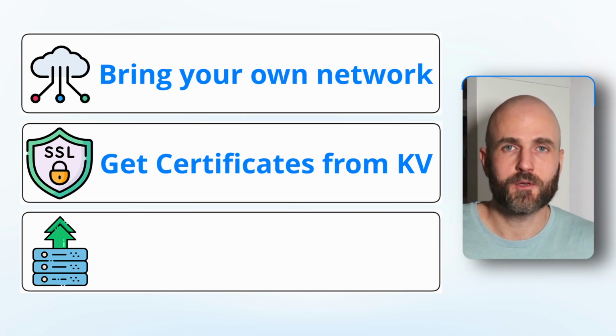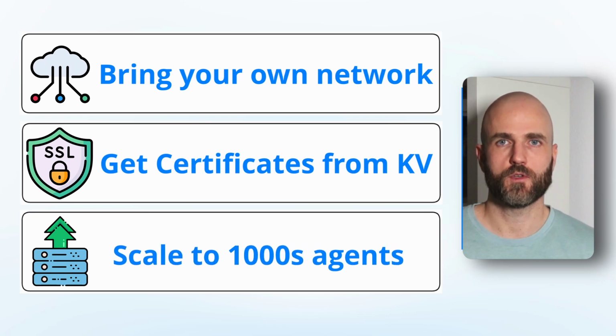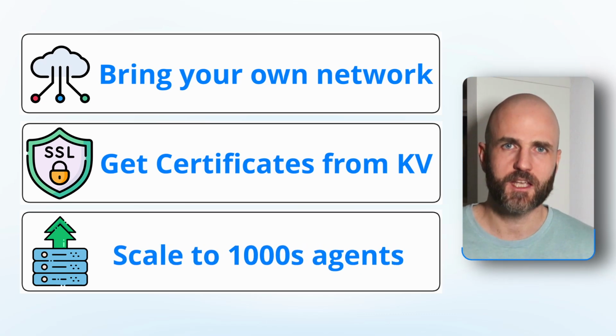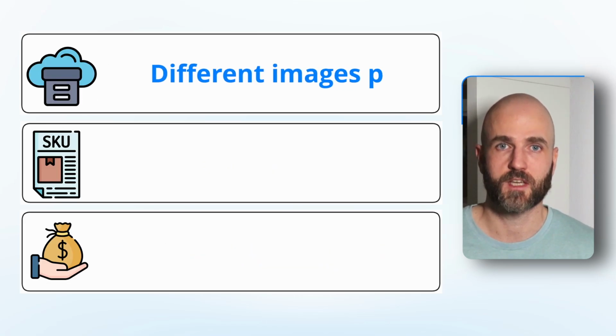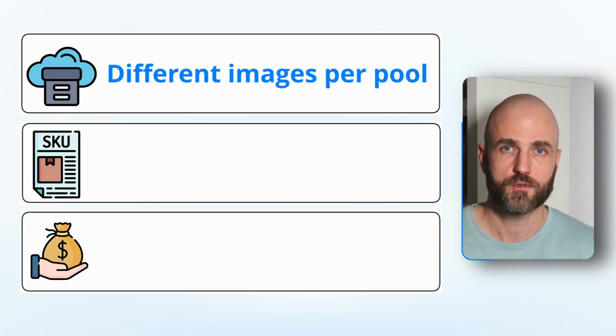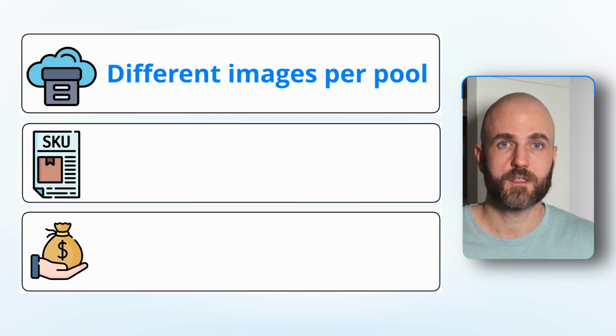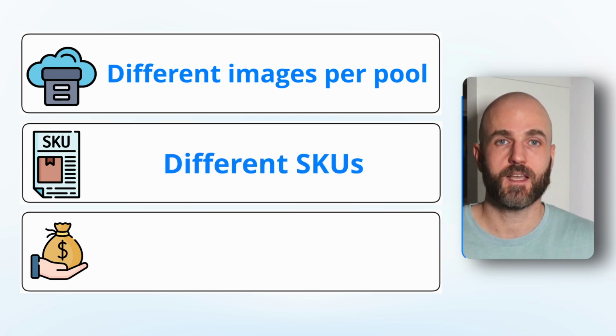Now, if we talk about scalability and efficiency, you can scale up to thousands of agents instead of just hundreds with VMSS. So you can use different kinds of images in the same pool too, and then you can create specific pools with different SKUs for your different environments.